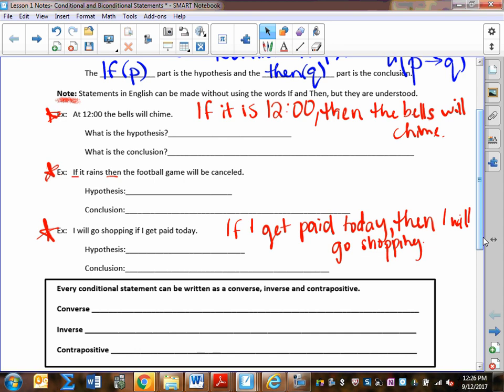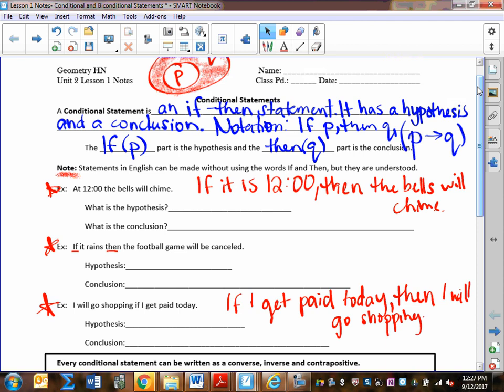Alright, so our first one, what is the hypothesis? Now hypothesis is the P part, or what comes right after that if. The conclusion is the Q, or what comes right after that then. So what is my hypothesis for this first one? How about it is 12? Then what's the conclusion? If it's 12, then what happens? Bells chime. Yeah, the bells will chime.